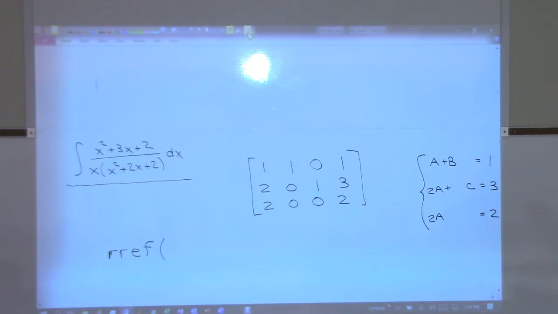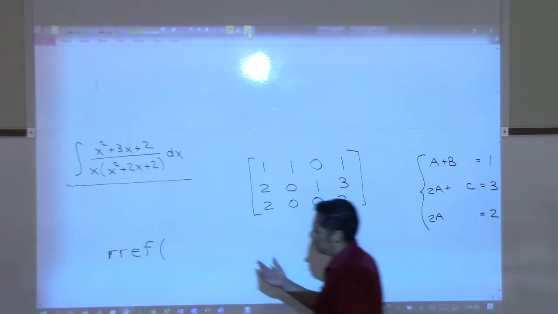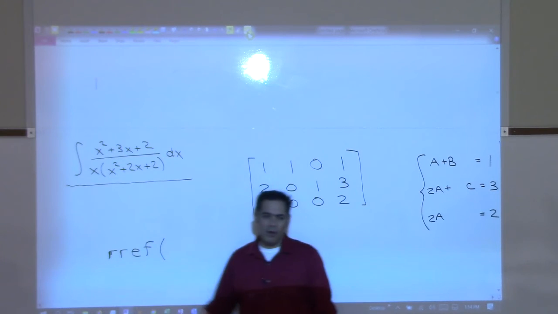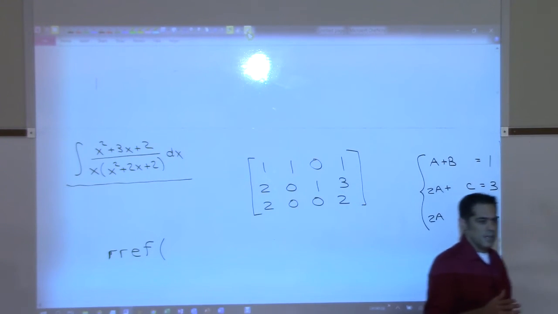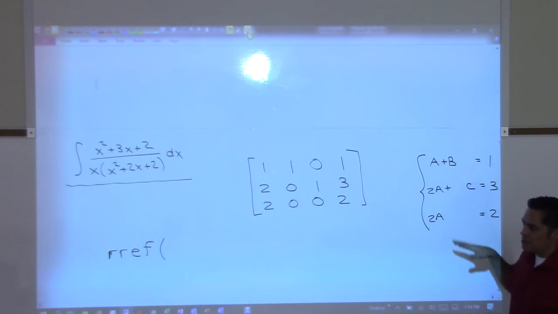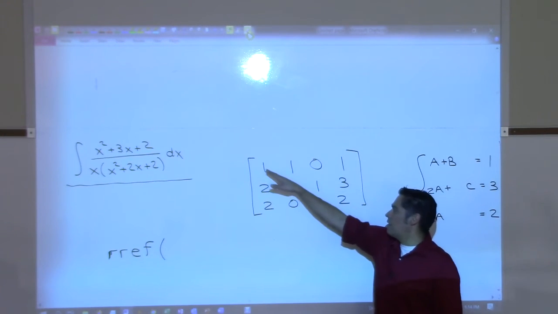So be careful, there's an REF and there's an RREF. Make sure you bring up RREF. It stands for, if anyone's going to take linear algebra, reduced row echelon form. And it just means you're going to find the diagonals, try and turn this matrix into a diagonal of ones here.